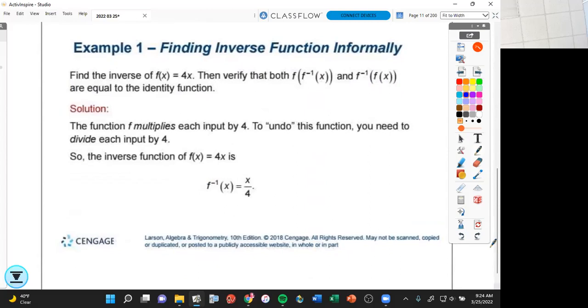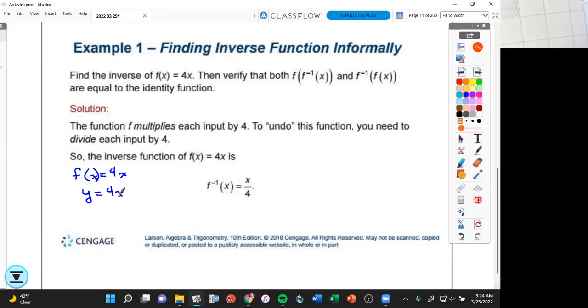So to find the inverse, I start with f of x equals 4x. What's another way of saying f of x? Y. Okay. So if I change this to y equals 4x, they don't really go through the process here of how you go about finding an inverse. To find the inverse, you will swap the x and the y.